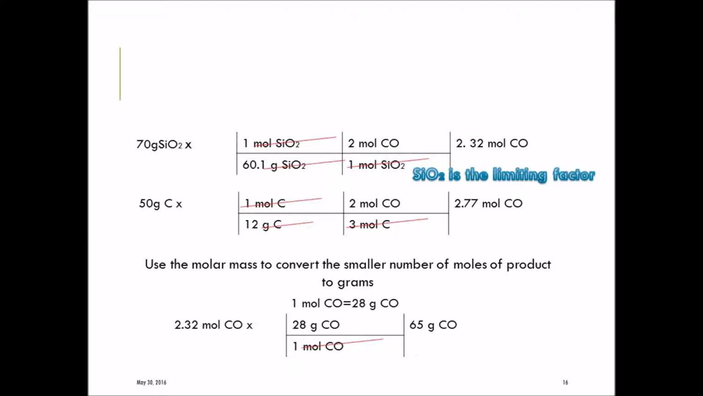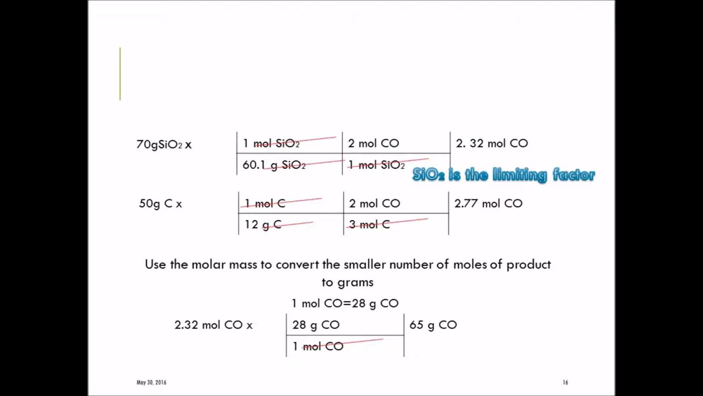We are going to do the same with the carbon. We have 50 grams of carbon. We are going to divide this over 12 because that's the molar mass of carbon, and then we are going to multiply it times 2. No, we are going to divide it by 3 and multiply it times 2 because we are respecting our mole factor, okay? And this must give us 2.77 moles of carbon monoxide.